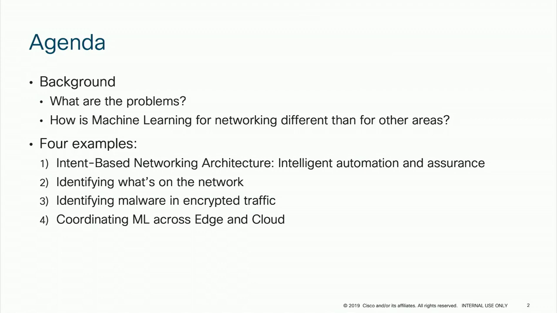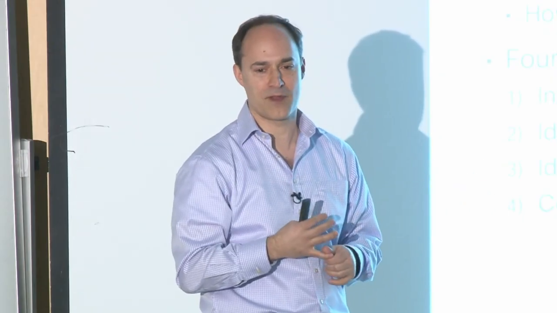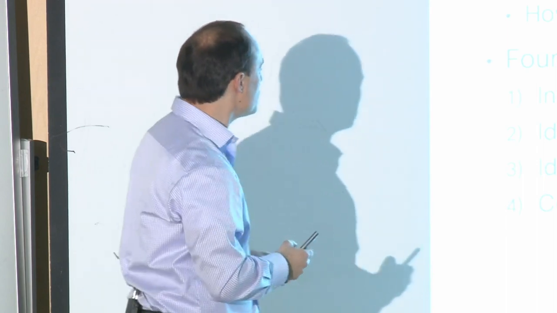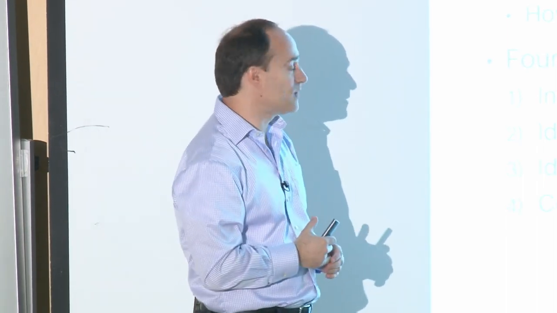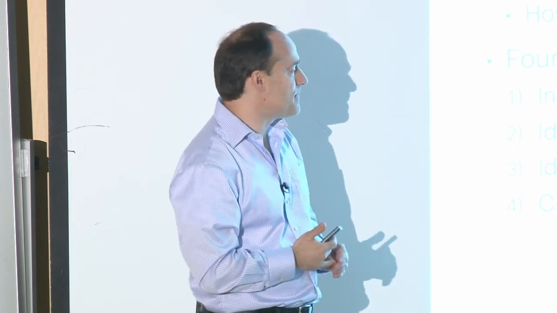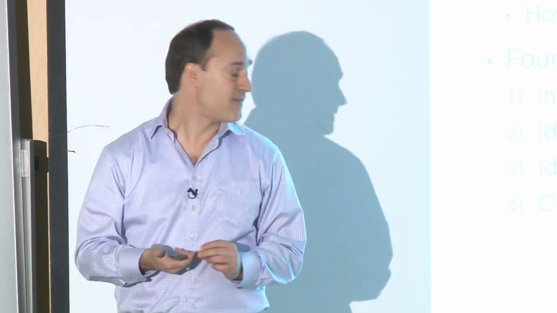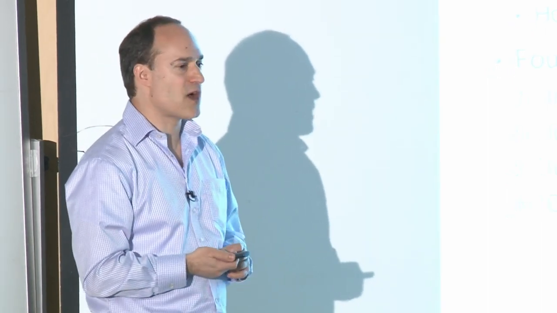Then I'm going to look at 4 different examples of how we apply machine learning. In the first one, I'm going to talk about intent-based networking, which is a new way of designing networks and operating them. And it's basically an architecture in which it's very easy to add machine learning on top. So I'll describe to you what this architecture is, and I'll show you some examples of how we apply machine learning on top. And then we'll look at 3 specific cases of machine learning for networking. First of all, identifying what's on the network, then identifying malware and encrypted traffic, and finally talk about coordinating machine learning across edge and cloud.